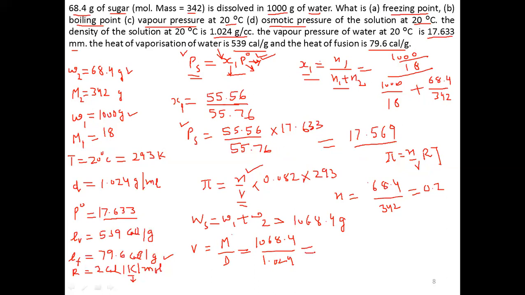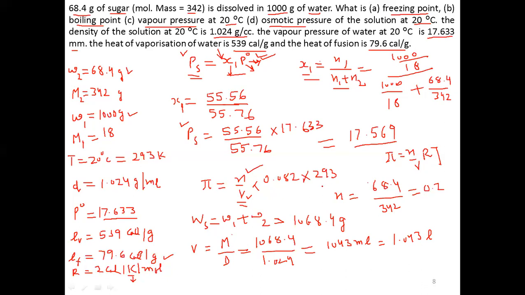Okay. So it will come out to be, let us see, 1068.4 divided by 1.024. It is 1043 ml. Okay, we have to use the volume in liters, so it will be equal to 1.043 liters. So pi is now, putting the values.